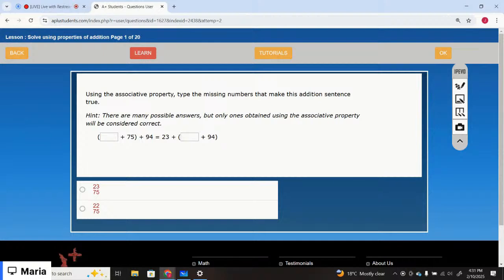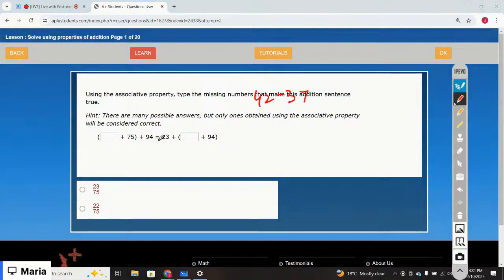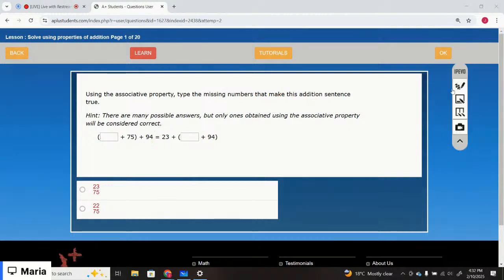Using the associative property, type the missing numbers that makes the addition sentence true. So both sides you have same numbers, right? 23, 94. 94 is already there. The missing number is 23. 75 is there. You do not have 75 here. So the correct option is option number 1. That is 23 and 75. Option number 1 is the correct option.